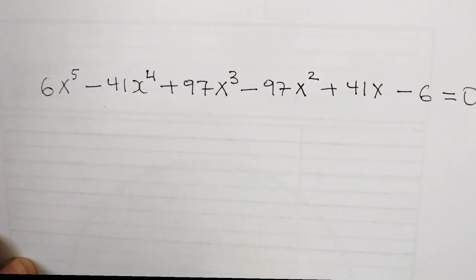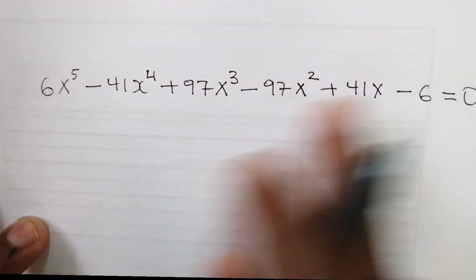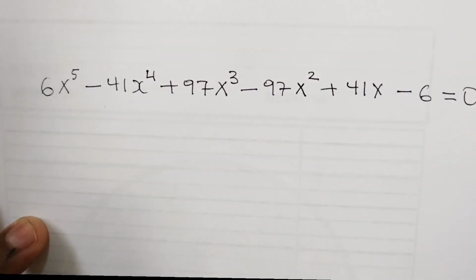How do we factorize this equation here? To factorize this equation here, it means that we need to find 6 factors, rather 5 factors. So it means that we need to write this quintic equation as a product of factors. So now, how do we find these factors?